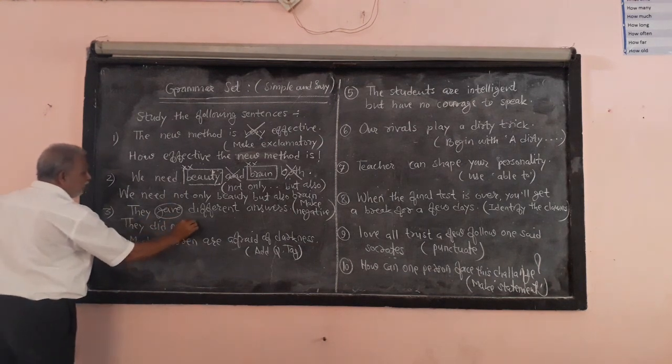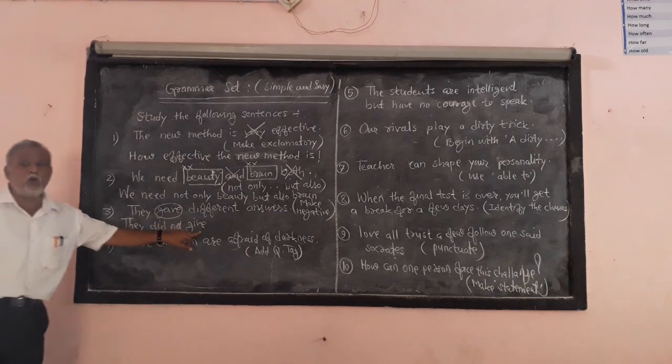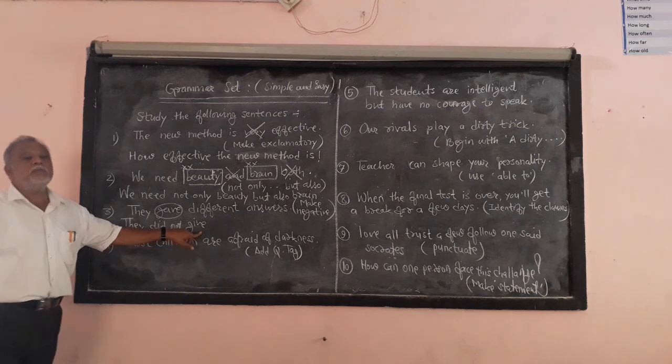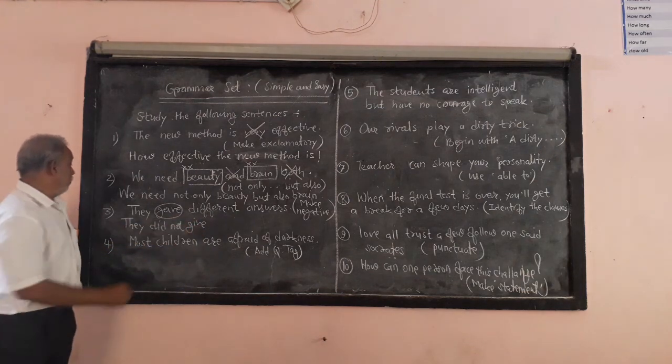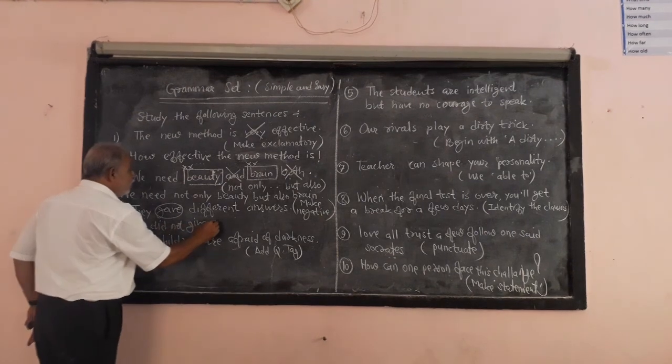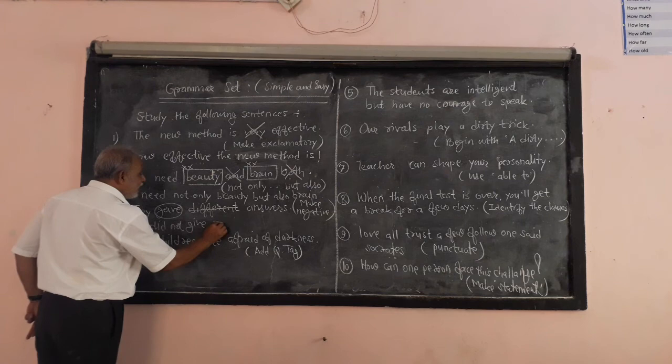Gave will change into give because when we use an auxiliary verb, the main verb is always in V1 form. So it is give and not gave. They did not give. Opposite word, exact opposite word of different is same.